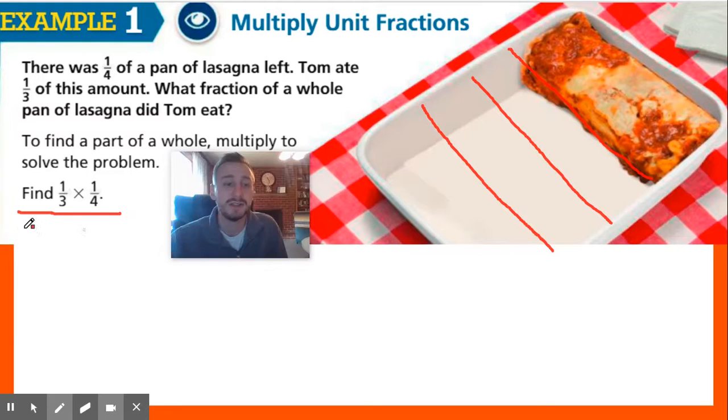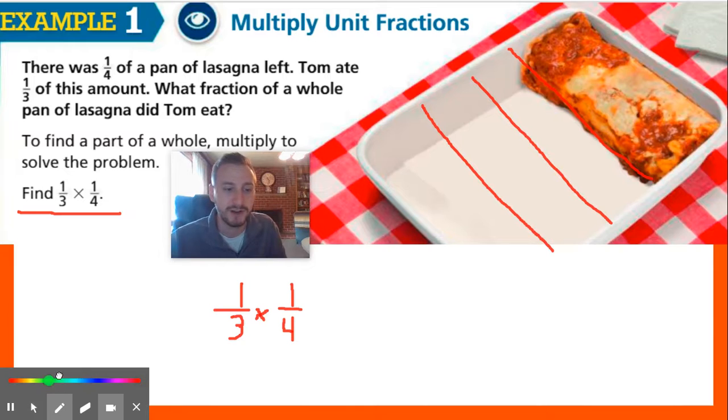Okay? So here's how you do it. It may seem super complicated, but really all it is, the first step, is to line up your fractions. 1/3 times 1/4. So far, so good, right? And then the second step is you want to multiply straight across.